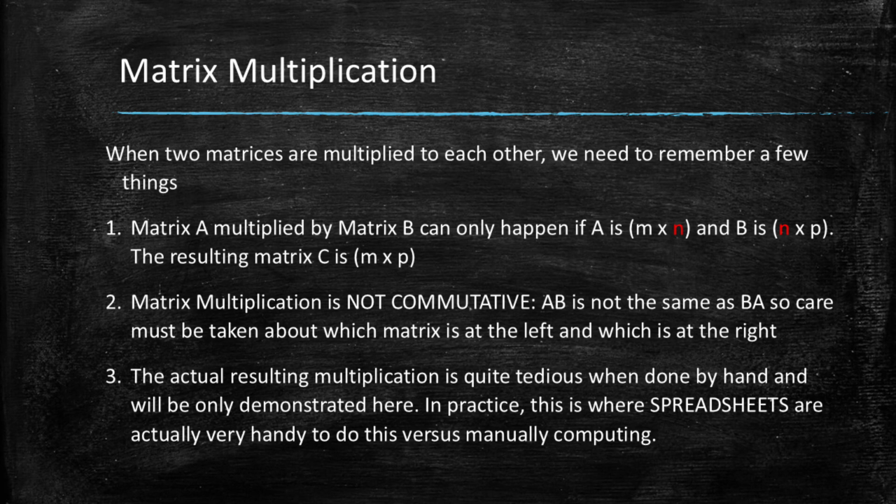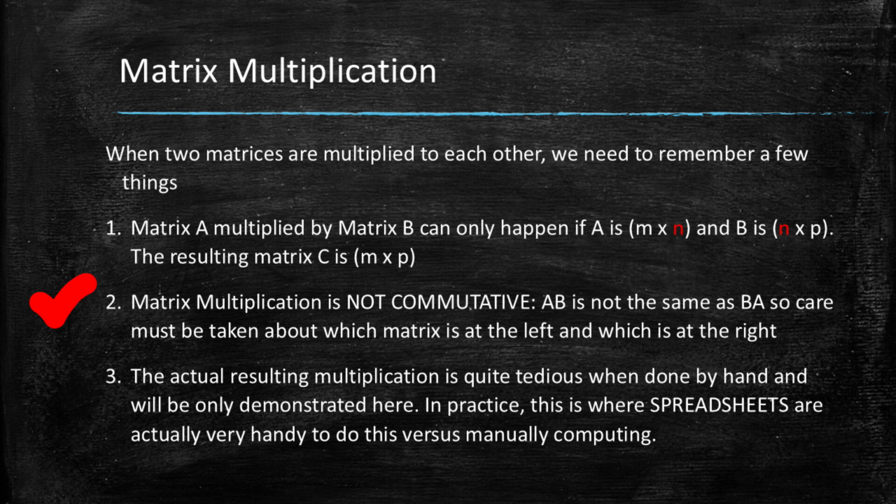Matrix multiplication, where you have to do row by column multiplication. Okay, when two matrices are multiplied to each other, we need to remember a few things. Number one, matrix A multiplied by matrix B can only happen if A is m by n and B is n by p. The resulting matrix C is m by p.